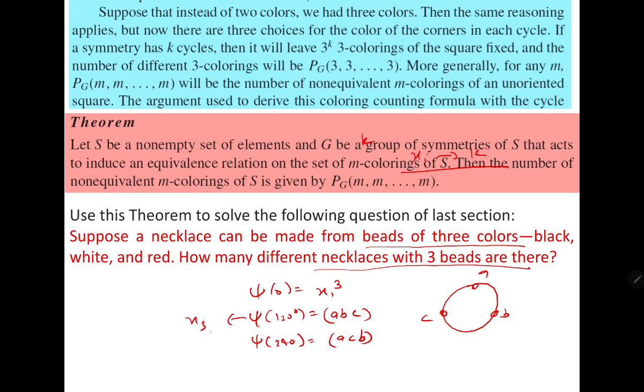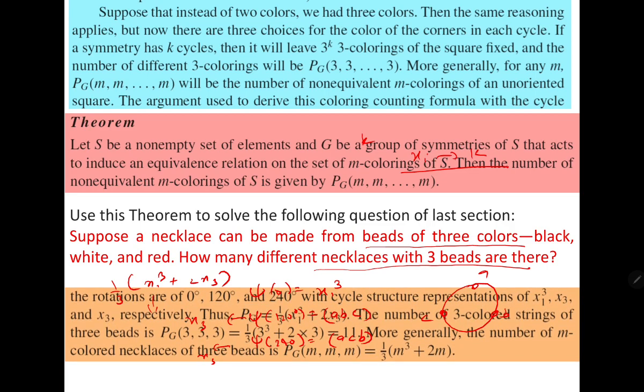So this is equal to x3, this is equal to x3. It means my cycle index is 1 by 3 times x1 cube plus 2 times x3. And now if I am looking for 3 colorings, I replace each xi by 3. That gives me the required answer. So 1 by 3, 3 cube plus 2 multiplied by 3, this is equal to 11.